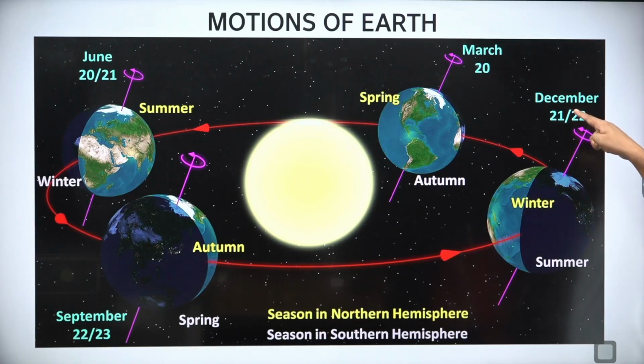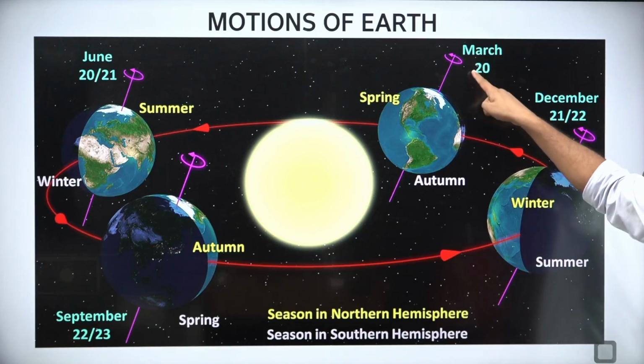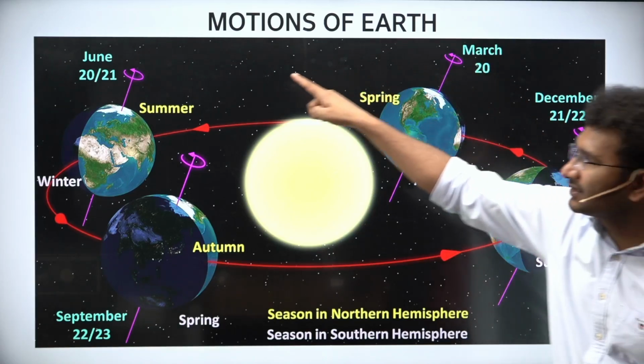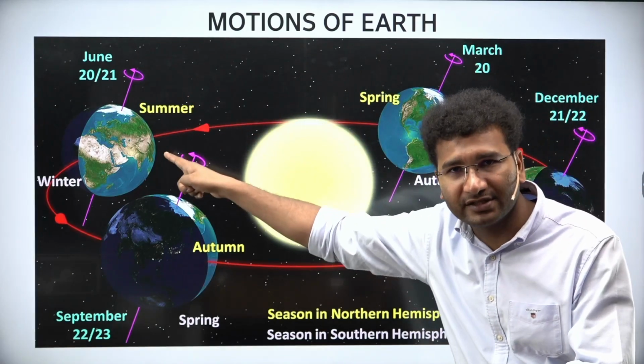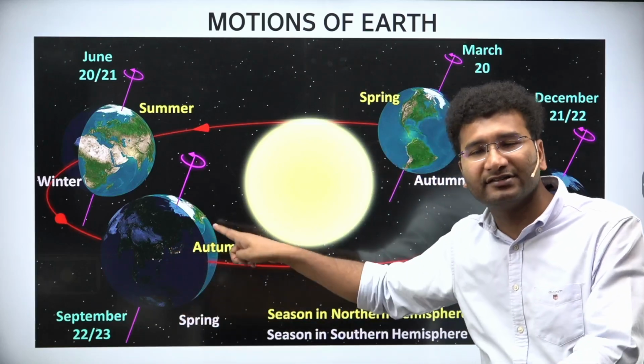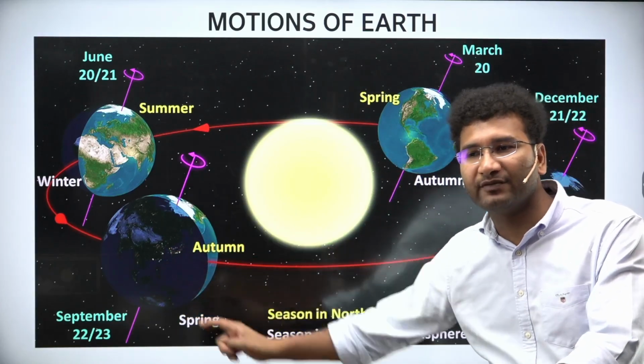Winter, 21st or 22nd December. Spring, March 20th. This is the northern hemisphere. Summer, June 20th or 21st. Come to September, it is autumn in the northern hemisphere, September 21st or 22nd.